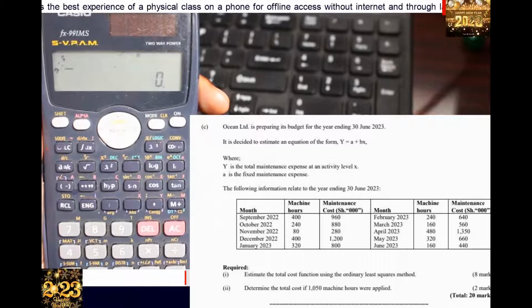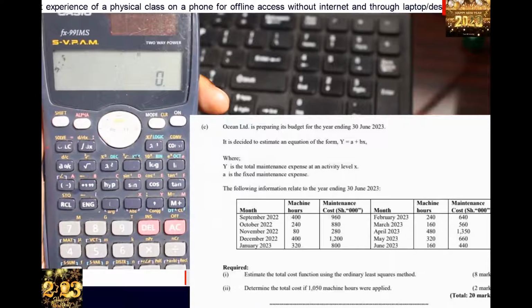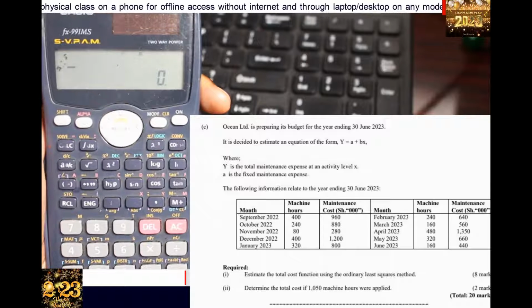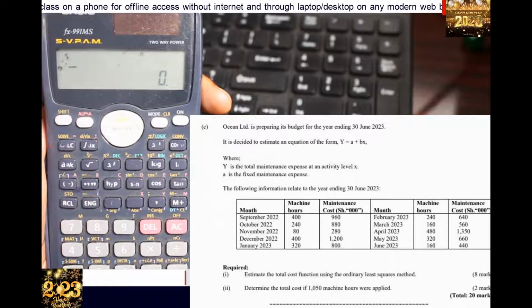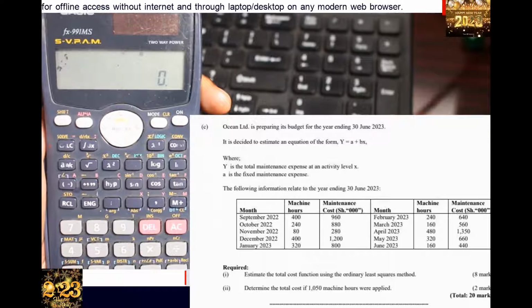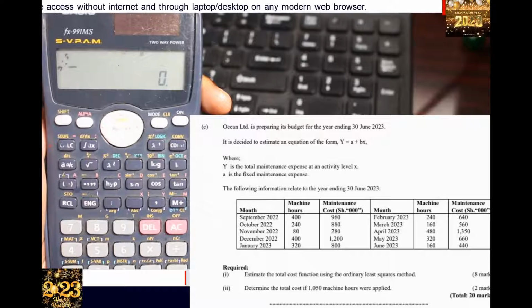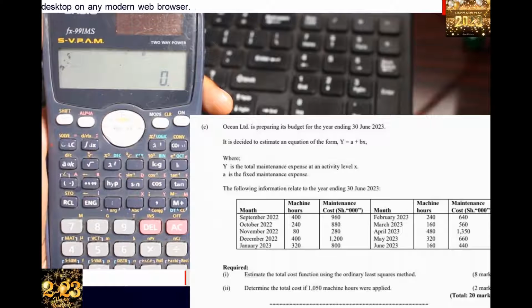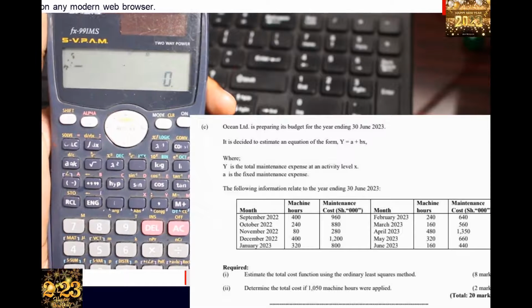So we are solving regression analysis. The data that we are solving, we have it on the board there, and we're also having it here, which is appearing on our screen, I believe. So the first thing that you ought to have determined are the values of x and the values of y. In our case, we have the values of x to be machine hours and the values of y to be maintenance cost. So we want to solve regression analysis without a lot of hassle.